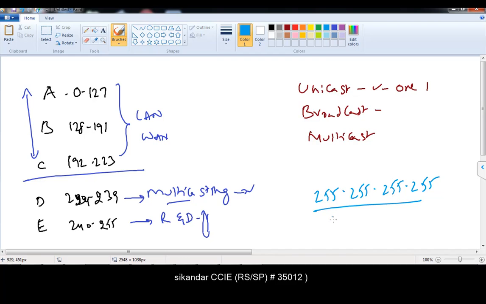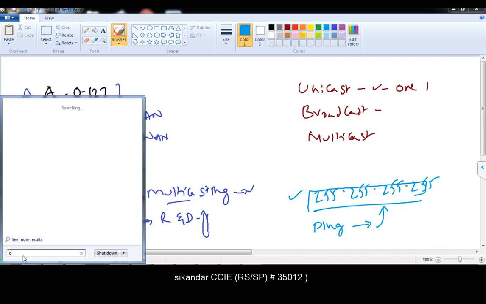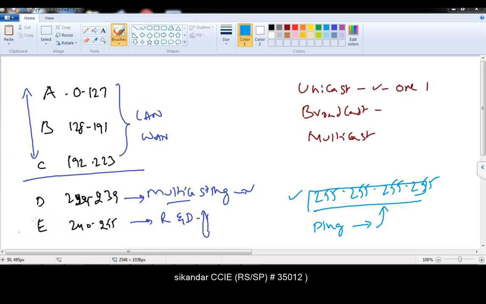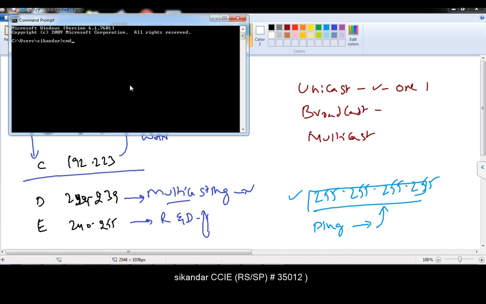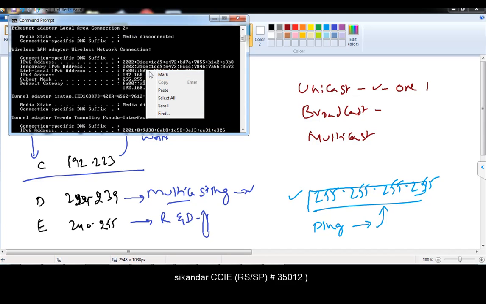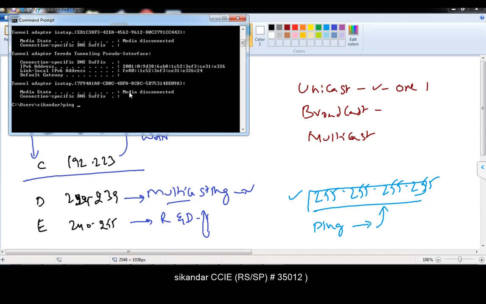255.255.255.255. Ping is generally used for testing connectivity. If I send a ping message to this address, it will try to get a reply from all the devices. Let me see if it works on my PC. I'm connected to the internet. You can see it's CMD. I'm already using an IP address, something like 192.168.1.3, which is assigned by my router, which I use for the internet. So I'm trying to ping these devices.